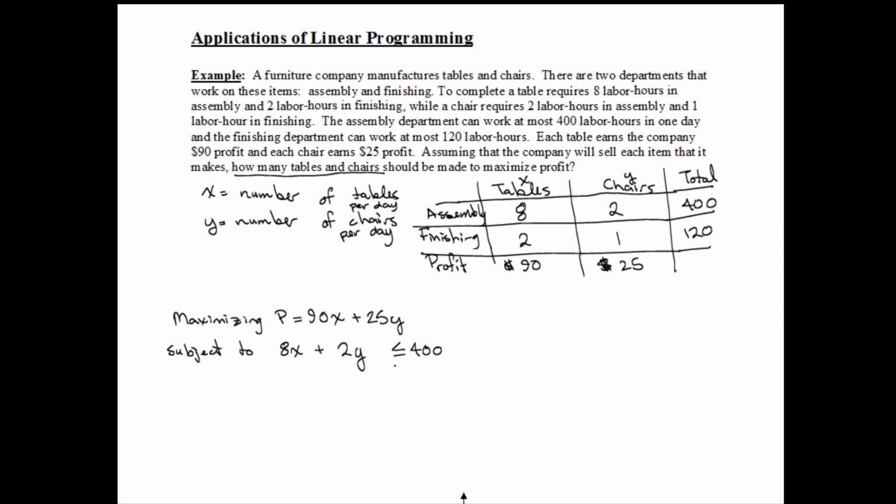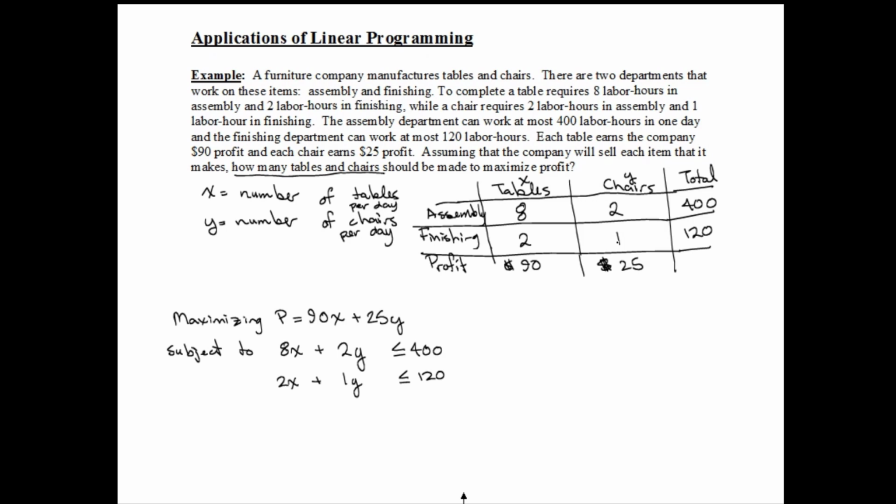Now we move to finishing. We know that we have 120 total labor hours or man hours here, so less than or equal to 120. We want to take 2 times the number of tables from here. So that's going to be 2x. That's the hours that we spend finishing tables, and we're going to add to that the number of hours we spend finishing chairs, so 1 times the number of chairs.